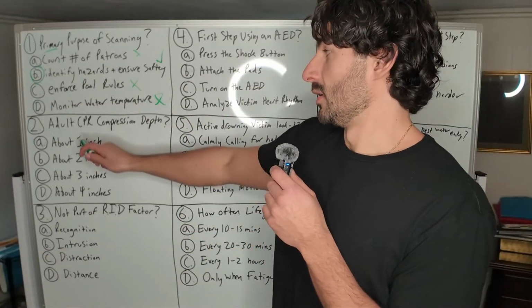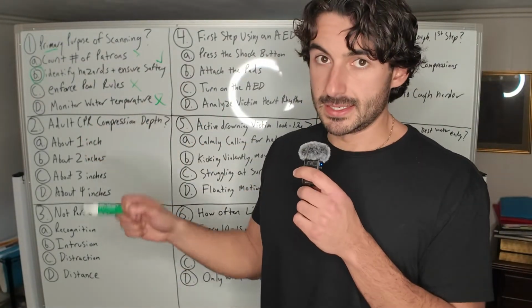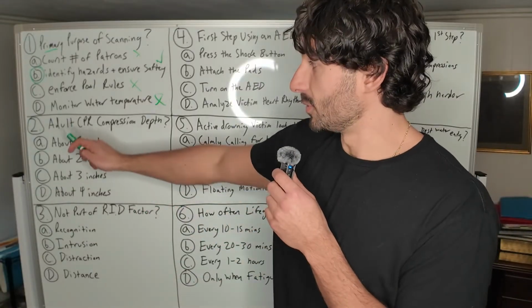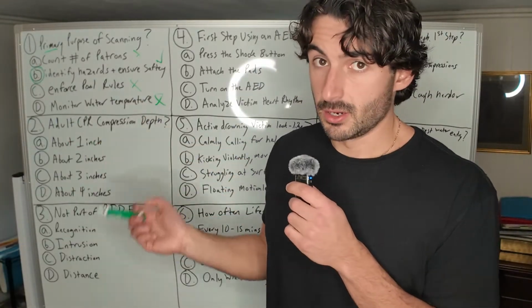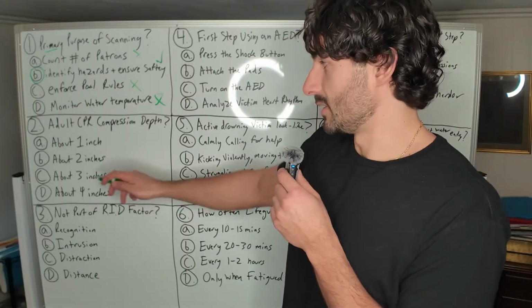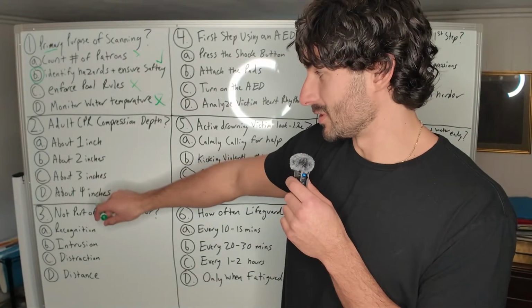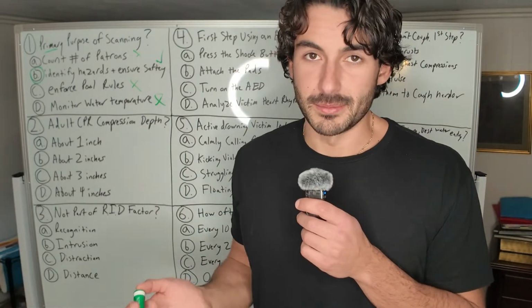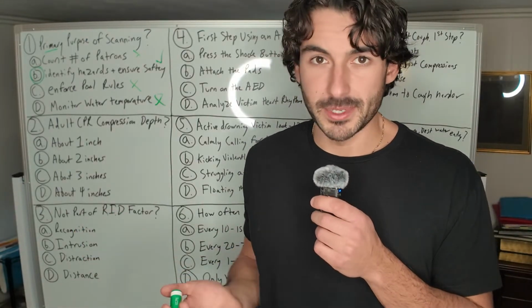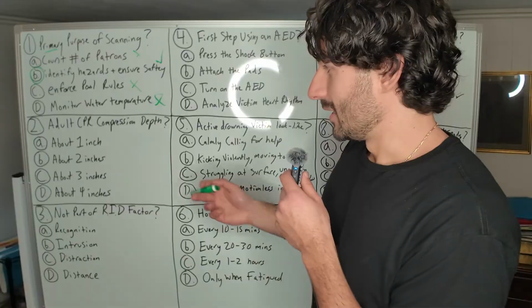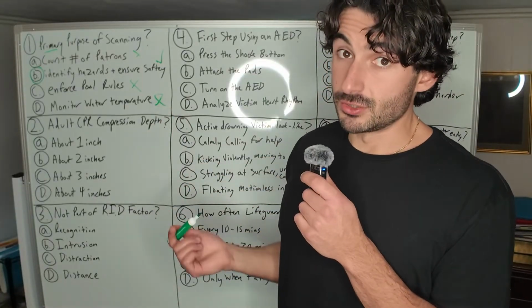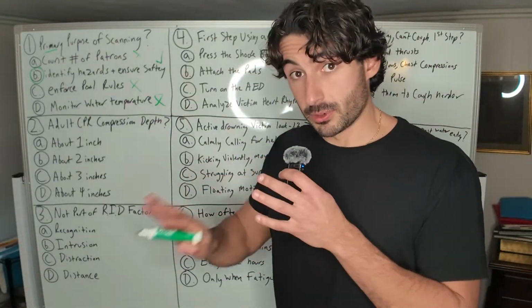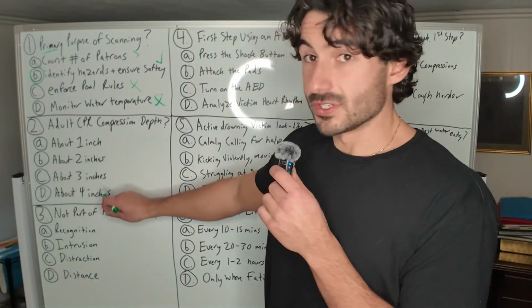Next question. What is the recommended compression depth for doing adult CPR, or doing CPR on an adult? Is it 1 inch, 2 inches, 3 inches, or 4 inches? This is one of those things where you have to study. If you're not familiar with doing CPR on a dummy, you're not there in the course, it's just like guessing. But you can assume that since you're putting compressions on a human being, 4 inches is pretty strict.